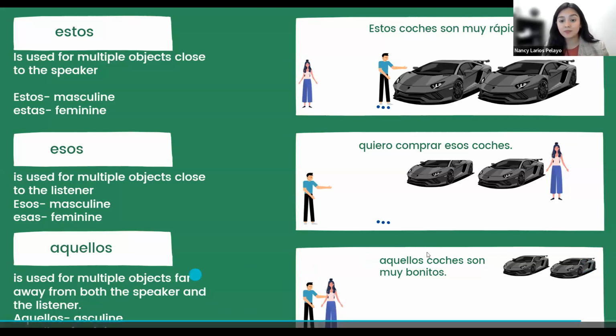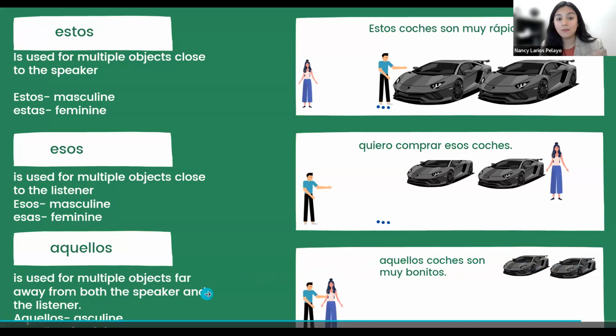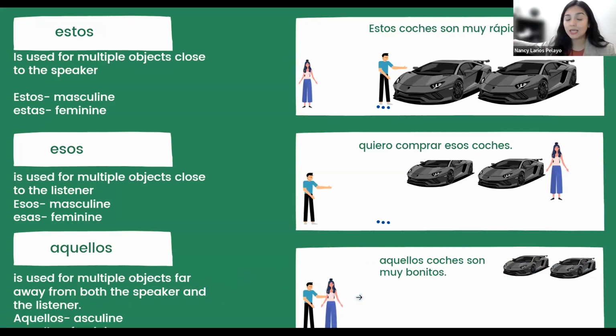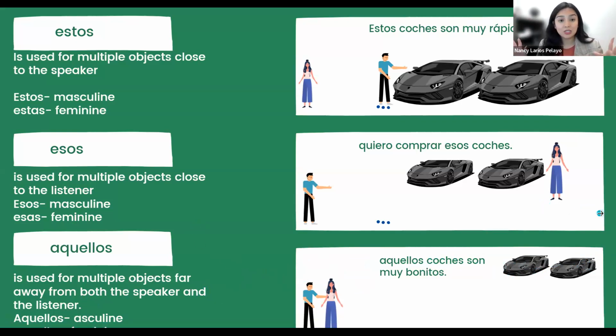In this case, aquellos coches son muy bonitos. Aquellos, it's far away from both me and you. Me as a speaker, you as a listener. Aquellos coches, ¿sí? Masculine, aquellos. Feminine, aquellas sillas. Those chairs over there, way over there, ¿sí? Far away from both the speaker and the listener. Aquellos coches.